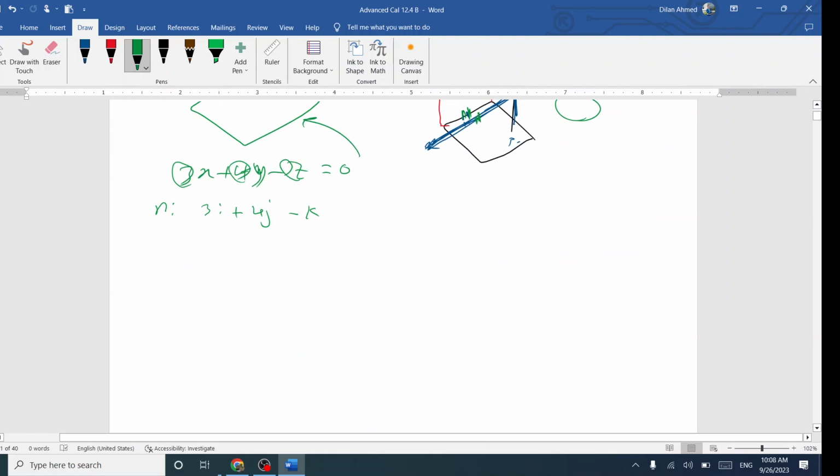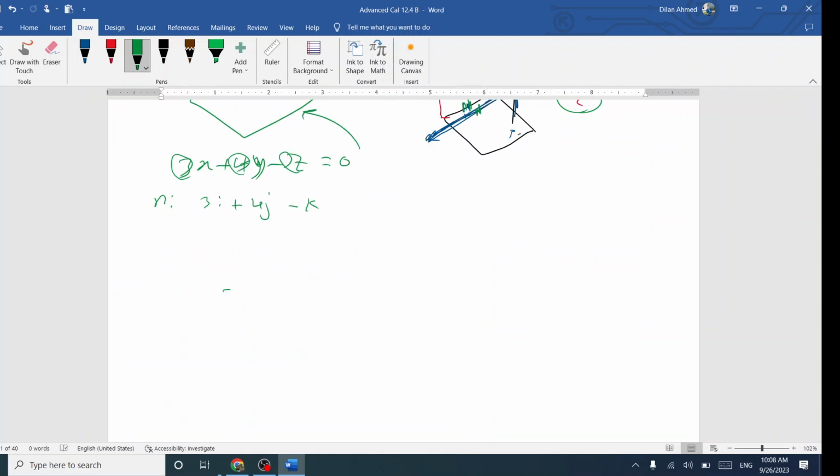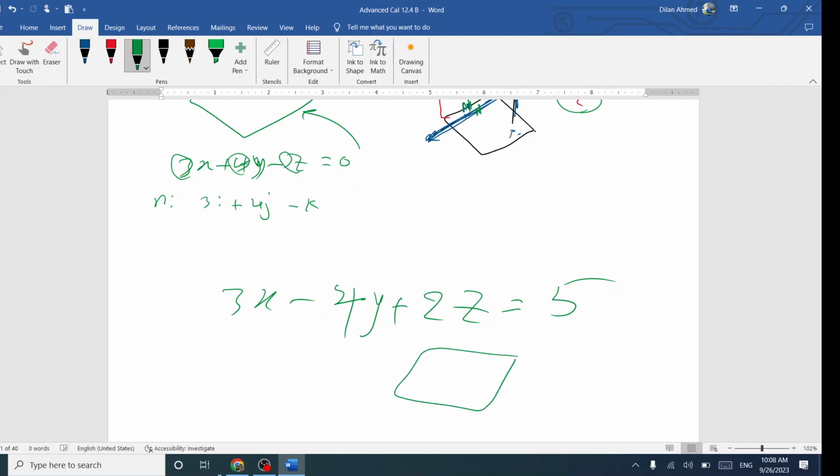So now, if I give you 3x minus 4y plus 2z equals 5, give me the normal of this plane. I know this is the plane equation. So give me the normal. The normal is 3i, 4j, 2k. Do you get it or not? Clear. So directly I can find the normal.